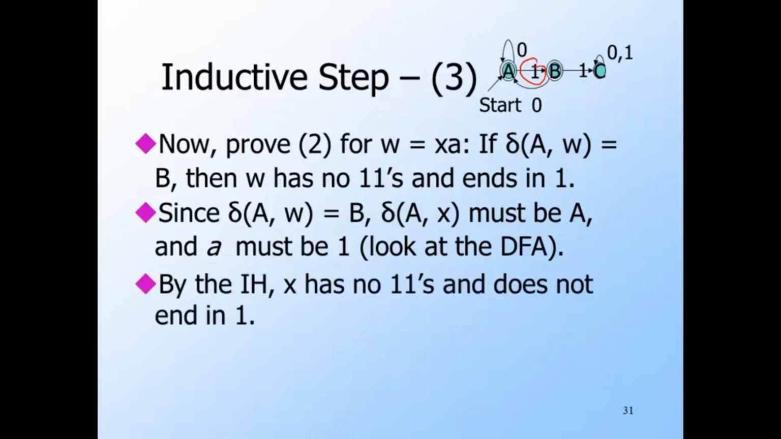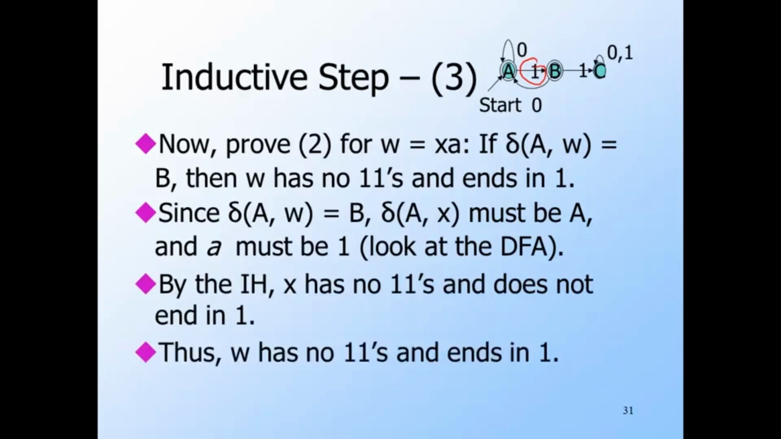We apply the inductive hypothesis to X, and we conclude that X not only has no consecutive ones, but doesn't end in 1. Any occurrence of 1, 1 in W would either have to be at the end or lie completely within X. We know it doesn't lie within X by the inductive hypothesis. We know 1, 1 cannot be at the end because X does not end in 1, and A is only a single 1. We conclude that W does not have consecutive ones.